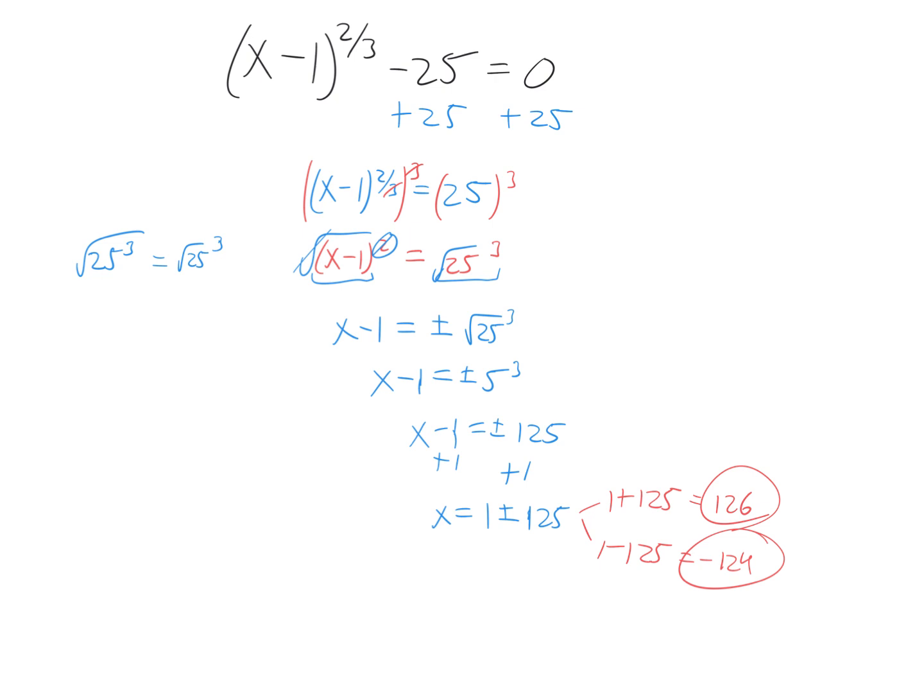Now, because this is an odd root, so you have an odd number in the denominator, you don't have to check it. If you get something that's negative, that's allowed to happen. You're allowed to take the cube root and get a negative.